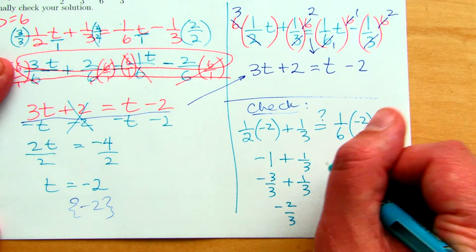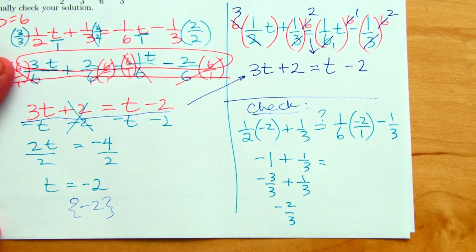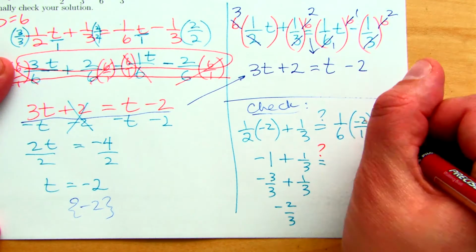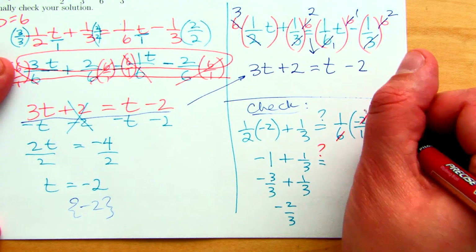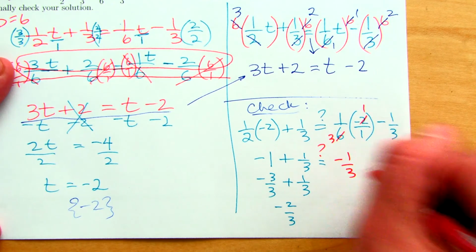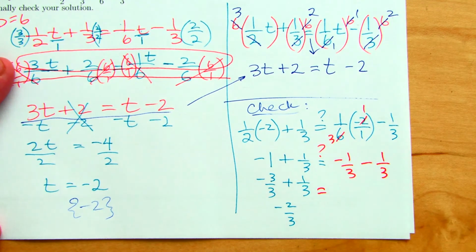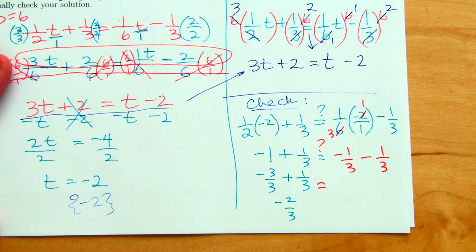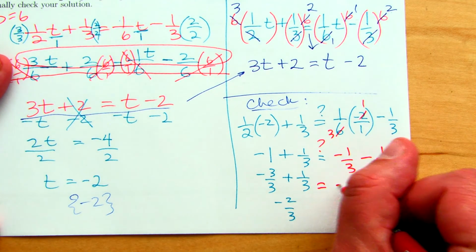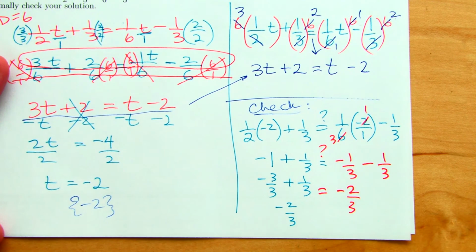-2/3. Okay. Here, if I want, I can cross cancel, because that would be a reduced fraction, 1/3, and it's negative. -1/3 minus 1/3. What's that equal to? -2/3.